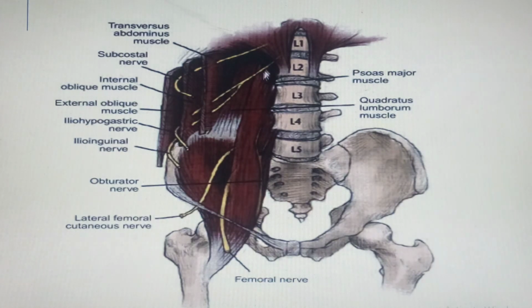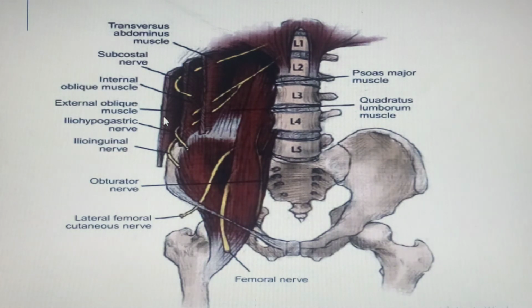Then this nerve, actually coming from the ventral ramus of L1 level, is going to divide into two: a superior branch, which we call the iliohypogastric nerve, and an inferior branch, which we call the ilioinguinal nerve. Now look at it. They are both supplying the transversus abdominis and the internal oblique, not the external oblique muscle.